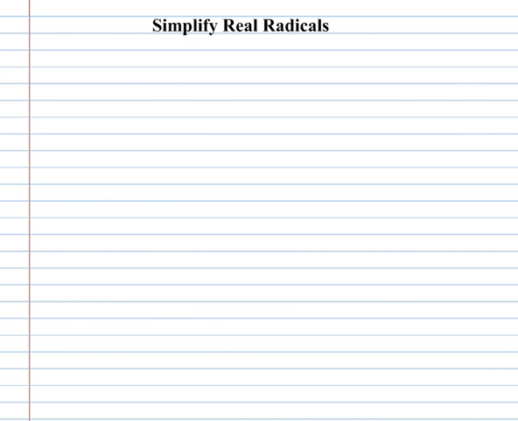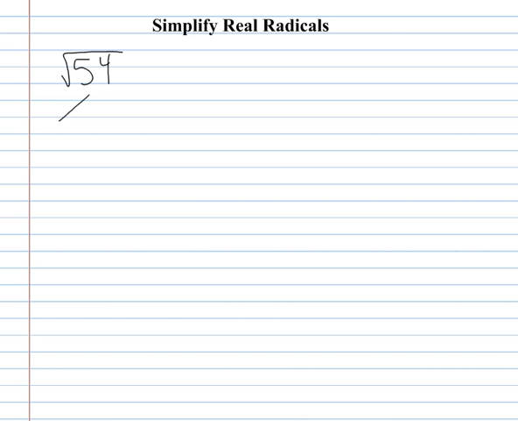So here's a little refresher on how to simplify radicals. You did this in geometry, but I just want to remind you of the two different strategies you can use to do this. We're going to start by simplifying the square root of 54. So the first one I'm going to show you is the prime factor tree method.